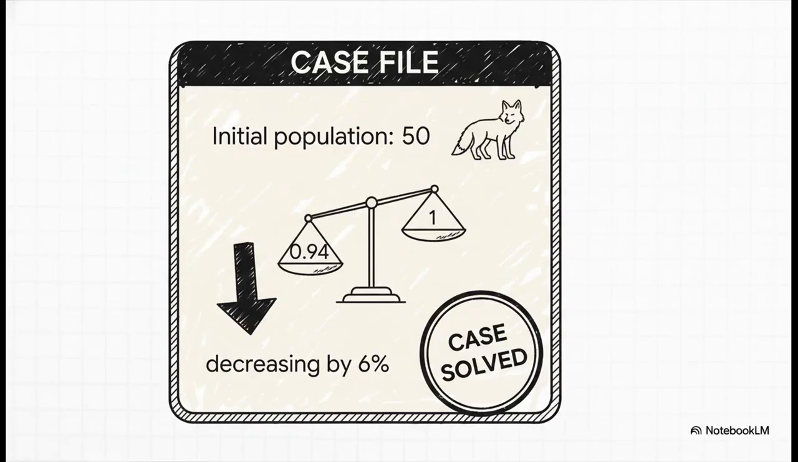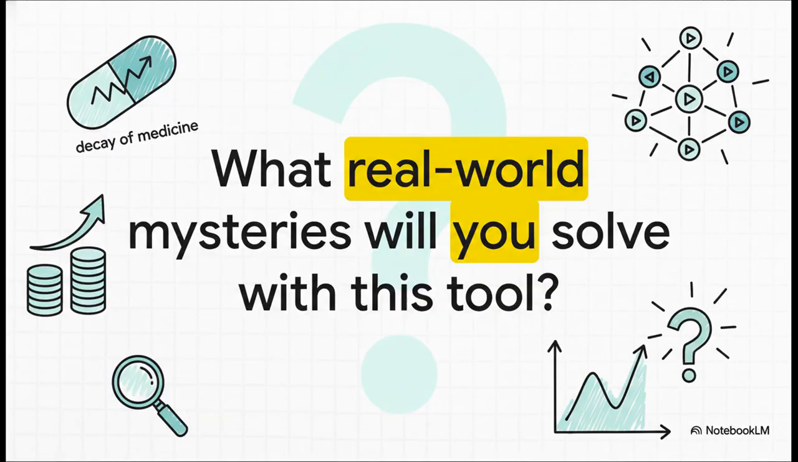Well, that A value tells us the initial population was right about 50 coyotes, and that B value, 0.94, is less than 1. And what does that tell us? It tells us the population is going down. It's in decline. By how much? Well, it's 0.06 away from a full 1, which means the population is decreasing by about 6% each year. Boom, case solved.